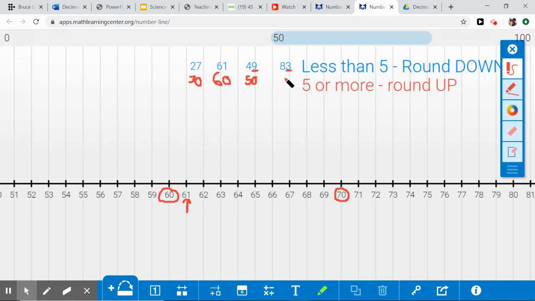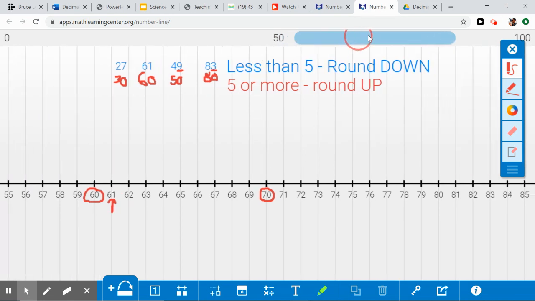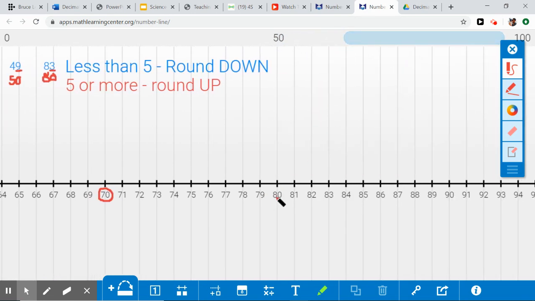It's less than 5, so we would round down to 80. And just to prove that's correct, let's look at 83. It lies between 80 and 90, and 83 is here, and you can see that it is closer to 80. So we'd round down to 80. So that's a little bit of a recap on rounding. Today we're going to be rounding decimals though, which is a little bit different, but you still need to remember this. When it's less than 5, we round down. When it's 5 or more, we round up.